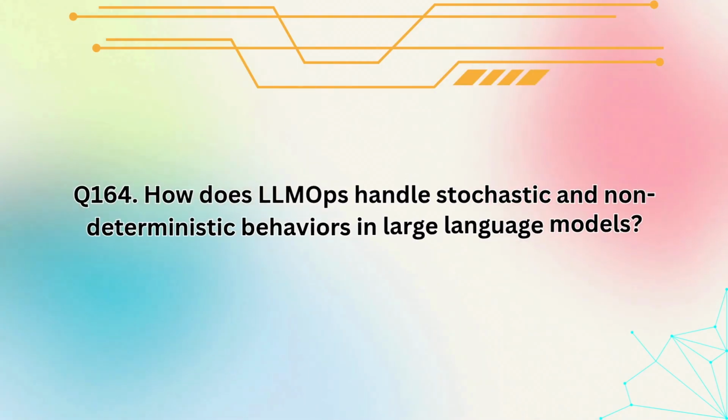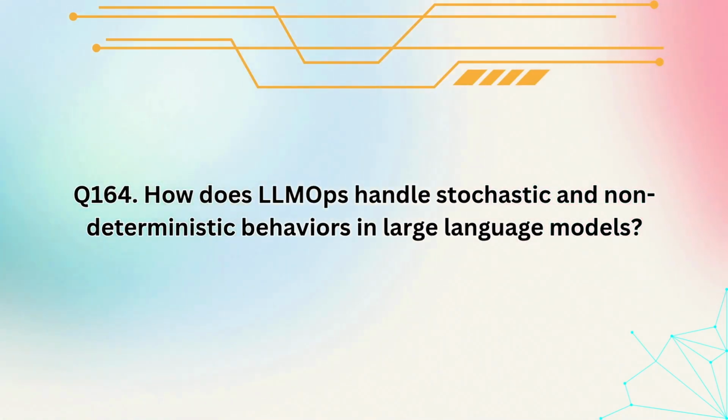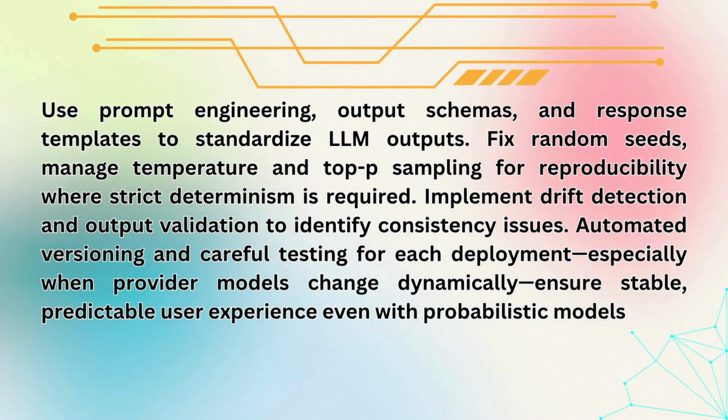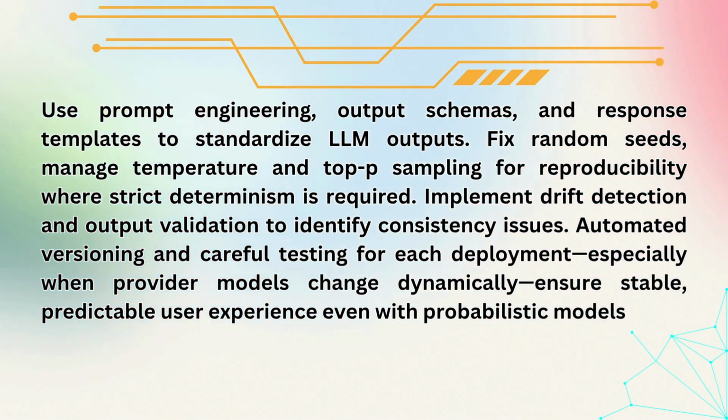How does LLM ops handle stochastic and non-deterministic behaviors in large language models? Use prompt engineering, output schemas, and response templates to standardize LLM outputs. Fix random seeds, manage temperature and top-p sampling for reproducibility where strict determinism is required. Implement drift detection and output validation to identify consistency issues. Automated versioning and careful testing for each deployment, especially when provider models change dynamically, ensure stable, predictable user experience even with probabilistic models.